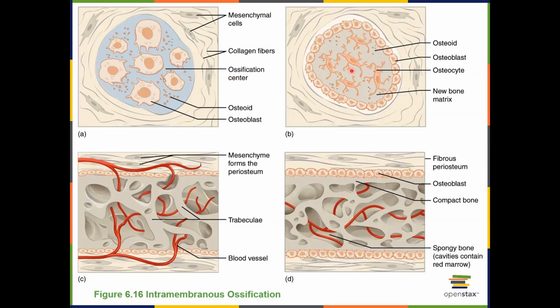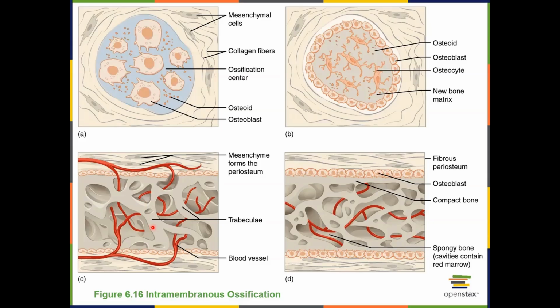surrounding osteoblasts mature into osteocytes. And the connections of osseous tissue are known as bony spicules. Bony spicules continue growing until they connect surrounding blood vessels. So blood vessels become entrapped in this meshwork-like structure of osseous tissue.